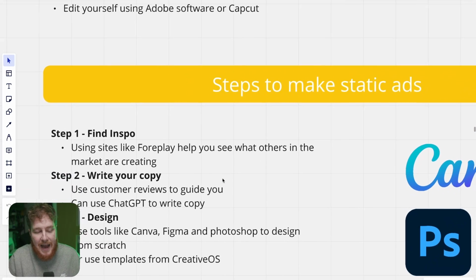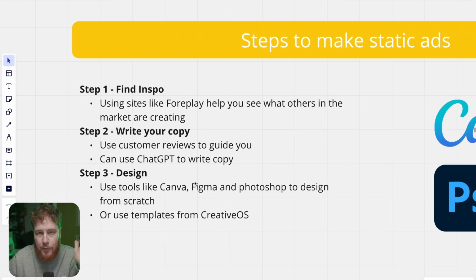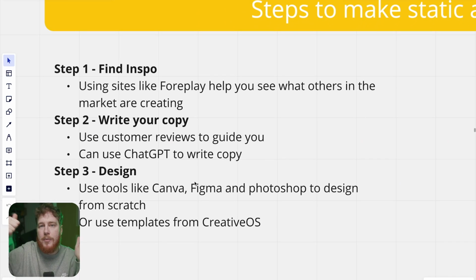So what about static ads? It's even easier. Look, there's only 3 steps. First of all, find inspo. Same thing we did for the video ads. Foreplay, great place to do that. Secondly, write your copy. Use customer reviews. Why are people buying your product? Choose a style. Write your copy to go along with it. You can even use ChatGPT. There's some great videos out there that help you write copy with ChatGPT. There's even some ChatGPT plugins at this point that can help you.